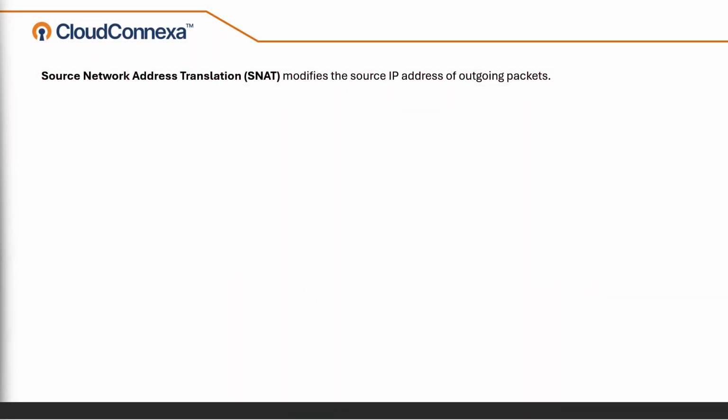Source Network Address Translation, or SNAT, is disabled by default in CloudConnexa, and it can be helpful to keep it disabled for audit purposes or for solutions such as voice over IP that may not work correctly with SNAT. But SNAT can be helpful in remote access scenarios to simplify routing configuration on a remote site. SNAT modifies the source IP address of outgoing packets.